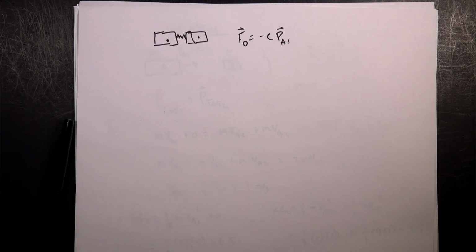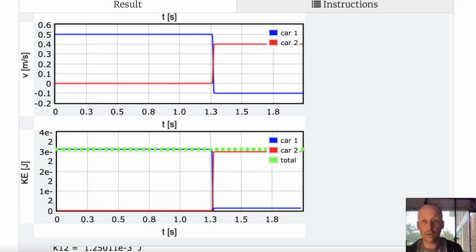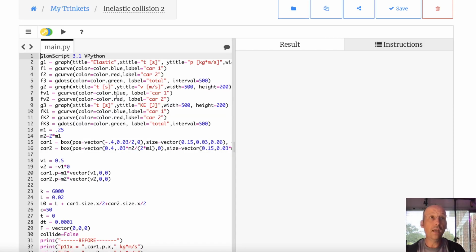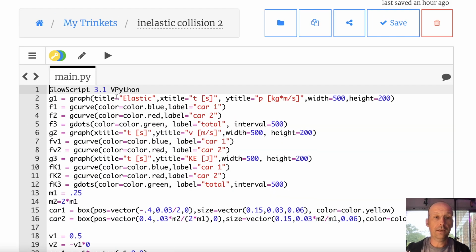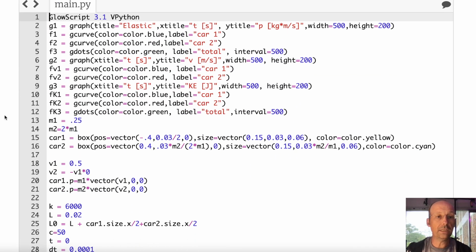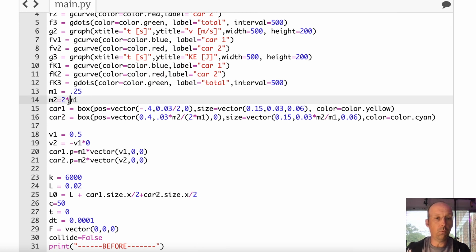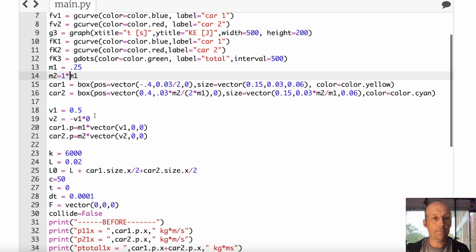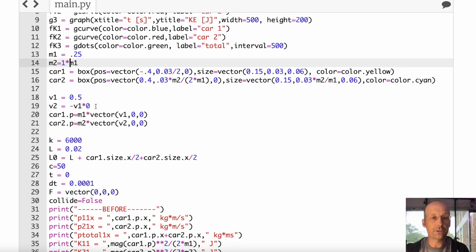Jumping over back to the computer. Okay, so I got all these pulled up. Where'd it go? There it is. The code looks the same. It's mostly the same. What's different? Let's put this back at 1. I have 0.5. The other one starts at rest.